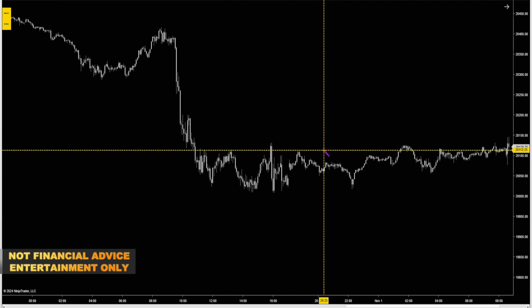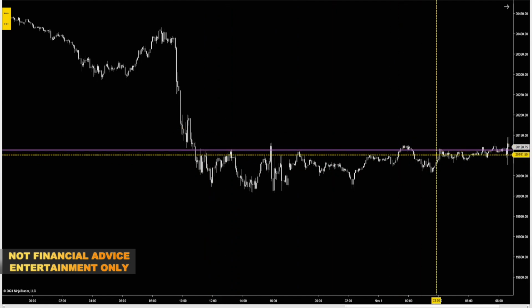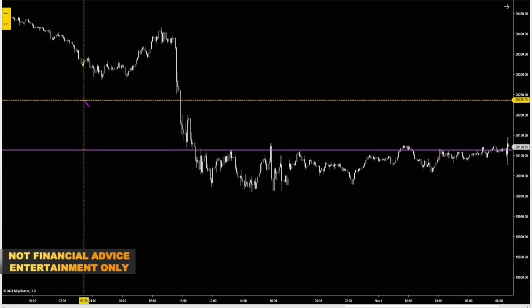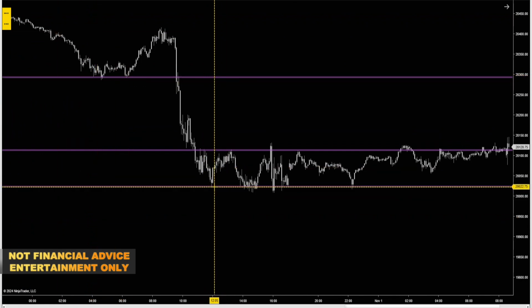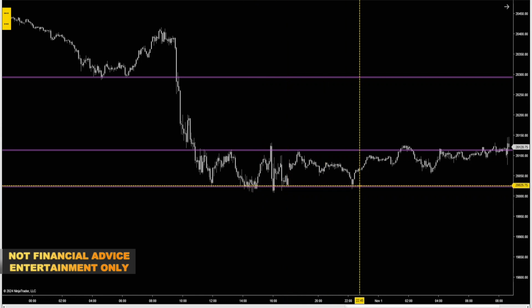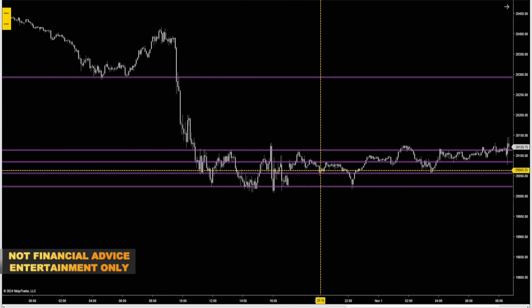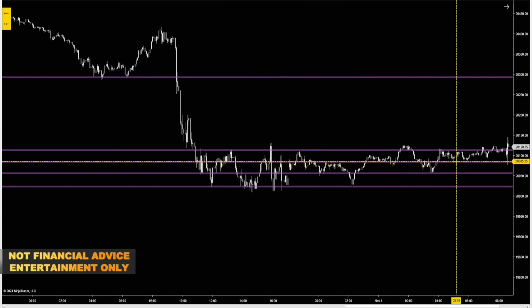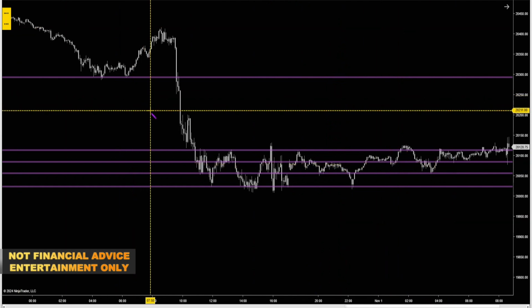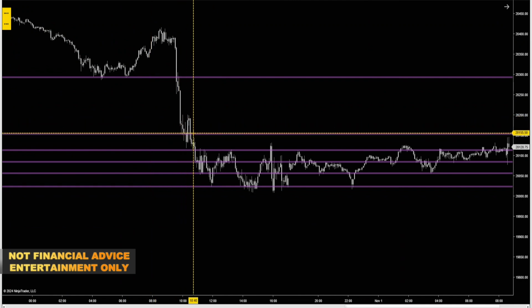Like this level. See, we rejected there, rejected there, rejected there, rejected there. Just looking for the spots with the most rejections. Got a bunch of rejections there. Rejection there, rejection there. One more. Got a rejection there. And one more above here. Got 1, 2, 3 rejections off of that line.